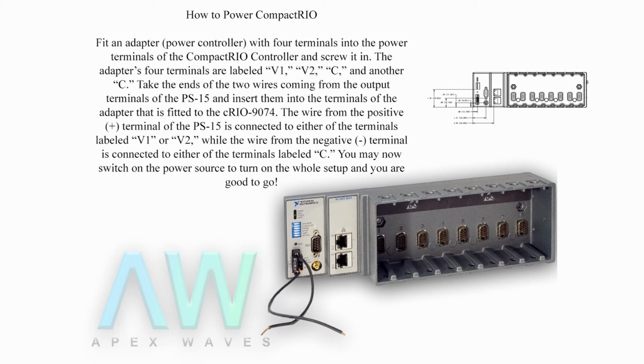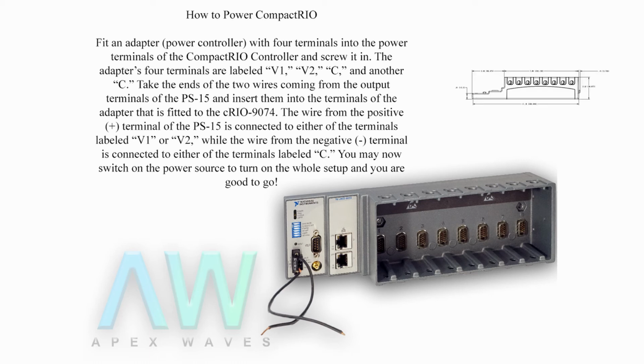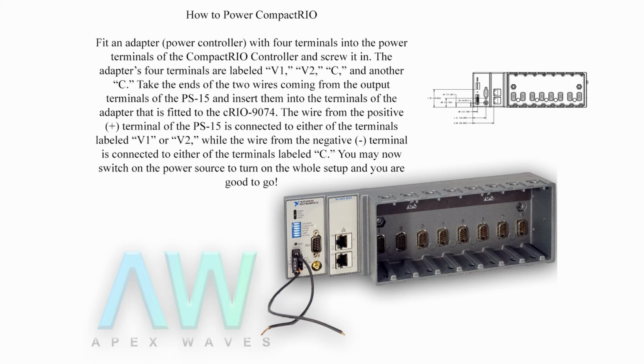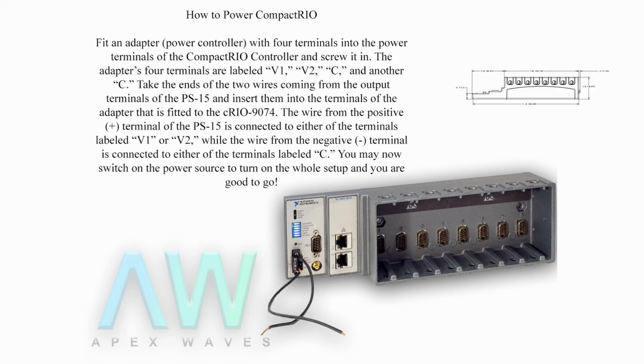For the CRIO-9074 to function properly in MAX, you need to carry out an IP reset. To do this, flip the IP reset switch to the on position, then press and release the reset button. After this, flip the switch back and refresh the component in MAX.